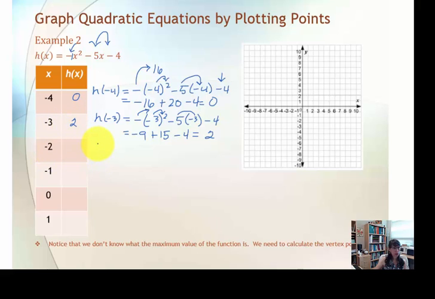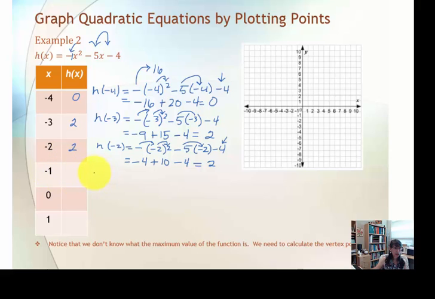Now we'll substitute -2. h of -2 would be equal to negative times our quantity of -2 squared minus 5 times -2 minus 4. So when we simplify, we'll have squaring of -2 is 4. Negative times 4 would be minus 4. Minus 5 times -2 would be plus 10, and then subtract 4 at the end. So minus 4 plus 10 makes 6. 6 minus 4 makes 2. We have (-2, 2) for another ordered pair.